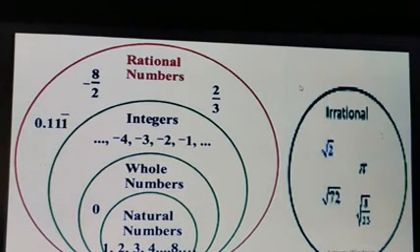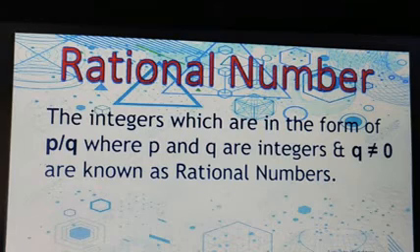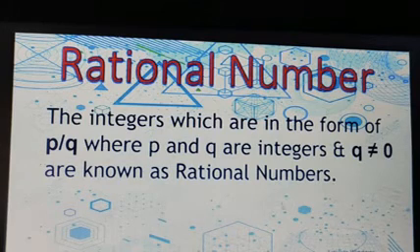So what about irrational numbers? The numbers which are not rational are irrational, which cannot be written in the form of p by q. So let's have a look at rational numbers and irrational numbers. What are rational numbers? The numbers which are in the form of p by q, where p and q are integers and q is not equal to 0, are known as rational numbers.